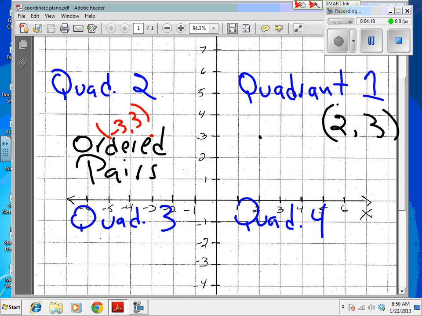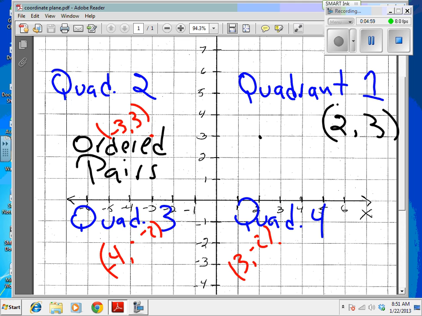Why would it be -3, 3? Hector? The first number is on the x-axis, so that would be negative. Correct. If I ask you to plot point -4, -2, that would be right here. -4, -2 here. Finally, if I ask you to plot point 3, -2, that would be here and here, and this would be 3, -2.